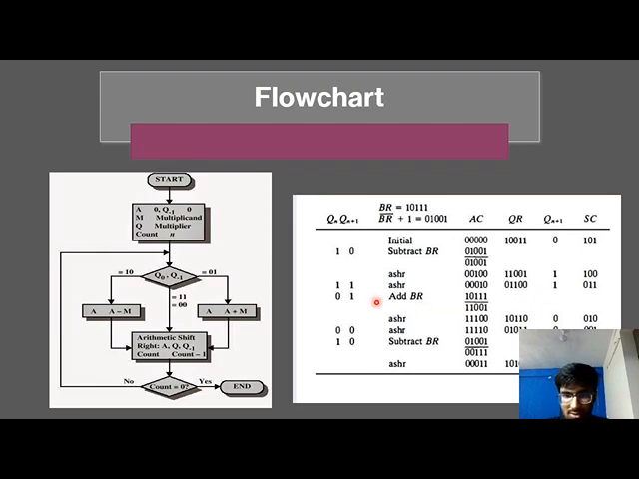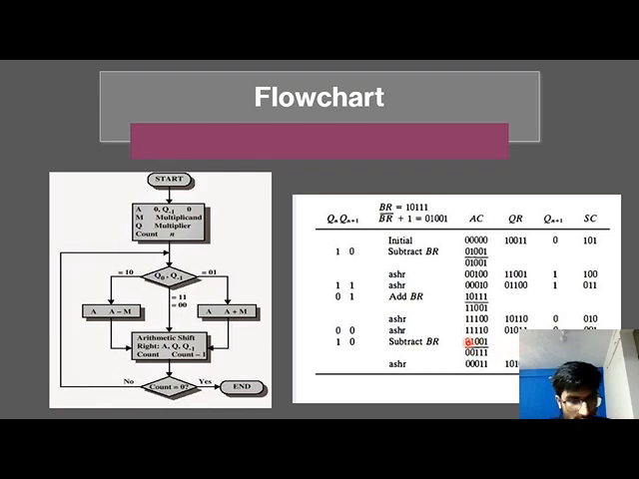For 0 1, what happens? Addition of A and M, so we add BR to AC. Then the next step is an arithmetic shift right of AC, Qn and Qn plus 1. Then we get 0 0, and for 0 0 an arithmetic shift right is done directly. At last we get 1 0, and for 1 0 we subtract BR from AC.